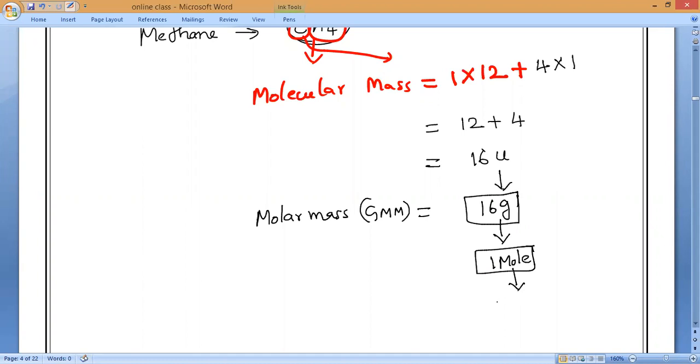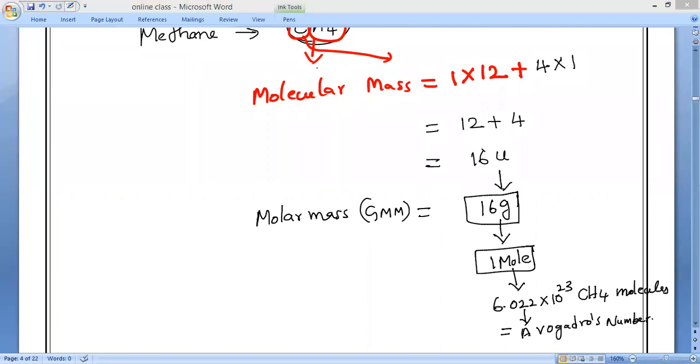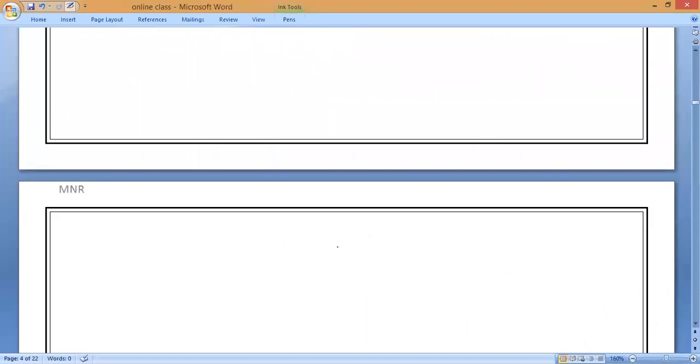Which is equal to how many particles? 6.022 into 10 power 23 methane molecules. That means Avogadro number. This number is called what number? Avogadro's number. That is what you have to remember. Hope everybody is clear. Any doubt in this, Gokul? Aswin? If you understand this, you will be able to solve the numericals in this.